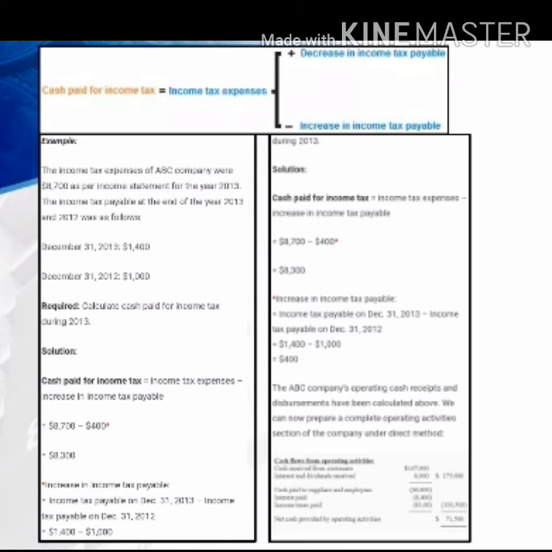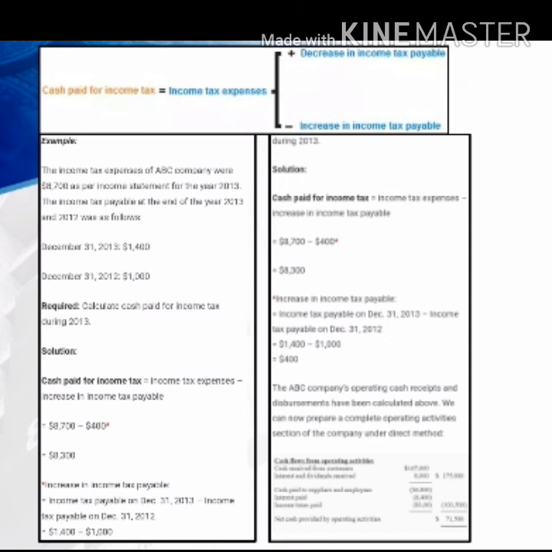So now the ABC company's operating cash receipts and disbursements have been calculated above. We can now prepare a complete operating activities section for the company under the direct method. So here we have the completed calculations of the cash flow from the operating activities.